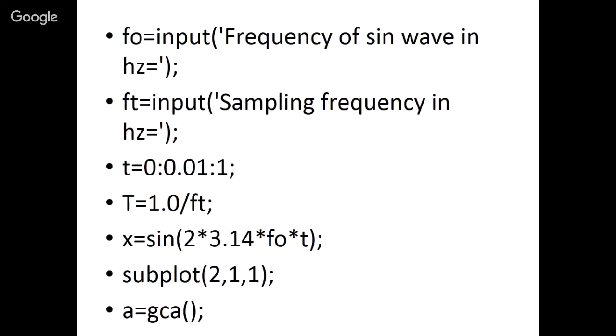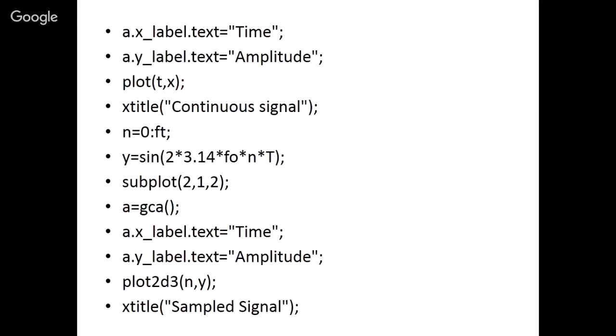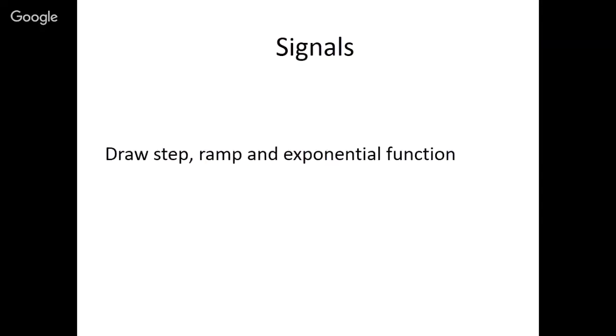We will take any signal, maybe cosine, maybe sine, maybe tan, any signal you can take. After that you can plot the continuous signal as you have learned till today, and after that you can do the sampling, that is replacing t with nt, where n is equal to 0 to ft, and the time period you have calculated is constant, 1 by ft. This way you can get the sampled signal. And this is your work: you have learned the random signal and how to generate sine and cosine signals, and you can now do it yourself, how to create the step signal, ramp signal, and exponential signal.